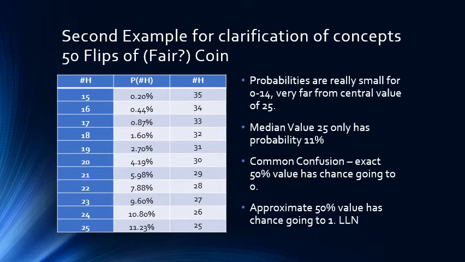If you look at number of heads from 0 to 14, these are very far from the central value of 25, and they have very, very small probabilities, so we don't tabulate them. From 15 has a 0.2% probability, it's very small, and 16 has 0.44, and so on. At 18, we get to 1.6%. So this table gives us the probabilities of different numbers of heads. There's one important thing that we should point out here. The median value has probability only 11%.